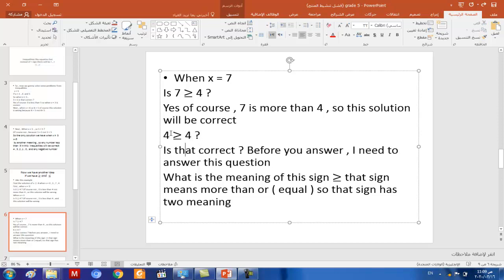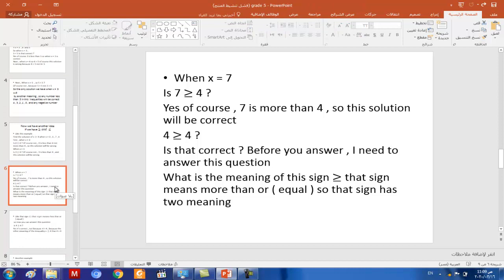So if the number on the left side equals the number on the right side, the solution will be correct, because we have the line under the sign of inequality. This small line means if the left side equals the right side, the solution is correct. So here, is 4 more than or equal to 4? Yes, it's correct, because we have the equal sign. I hope you all understand this one.